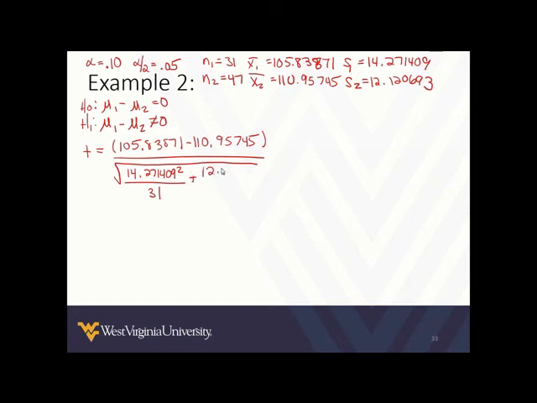Plus 12.120693 squared over 47. And this will give us a test statistic of negative 1.64. And again, I know I said it before, if you had decided to make group 1 males, group 2 females, the only difference was your test statistic would have been positive 1.64.